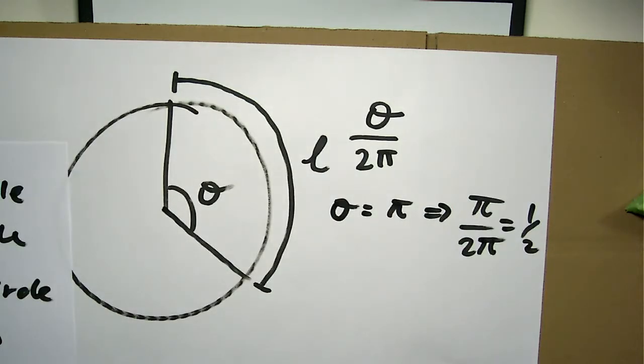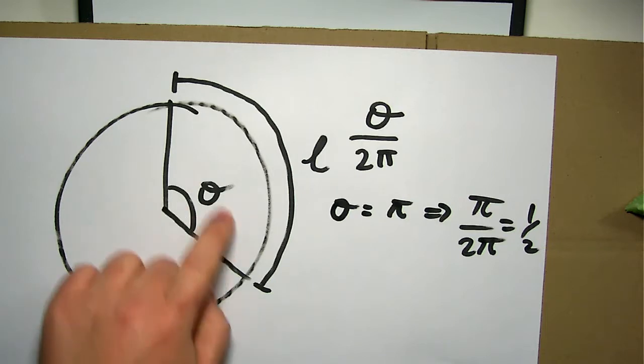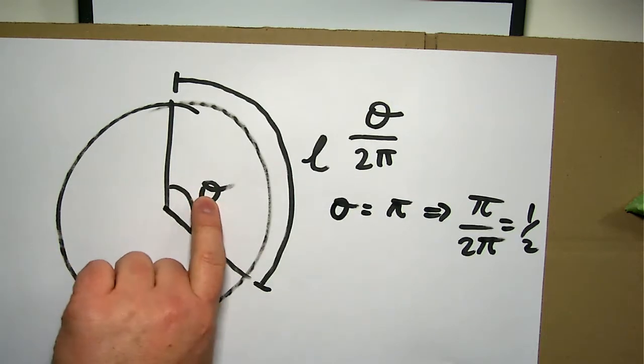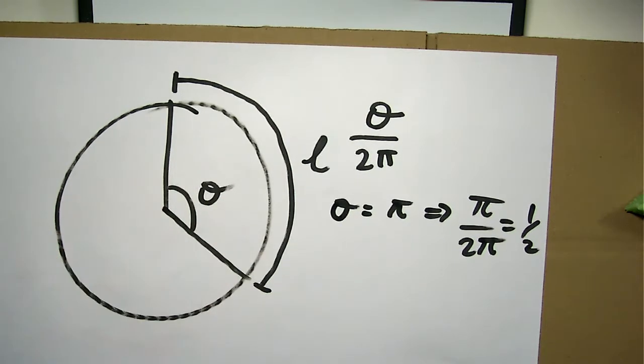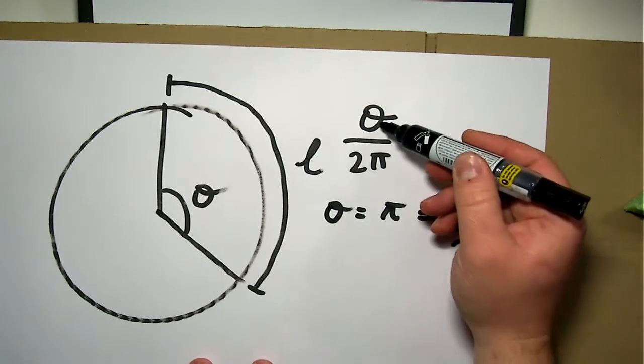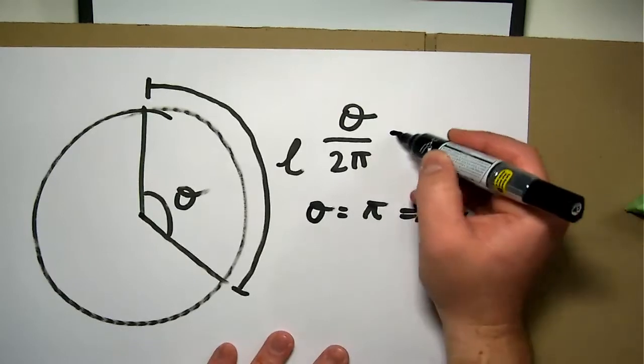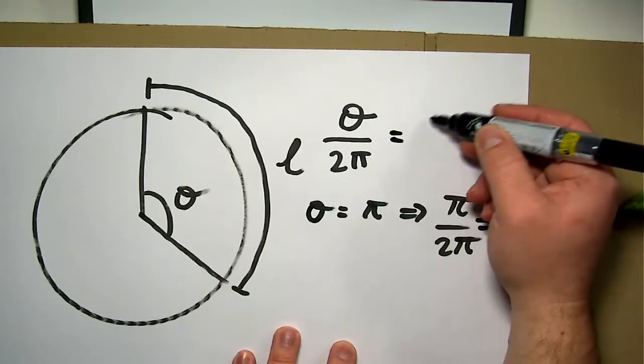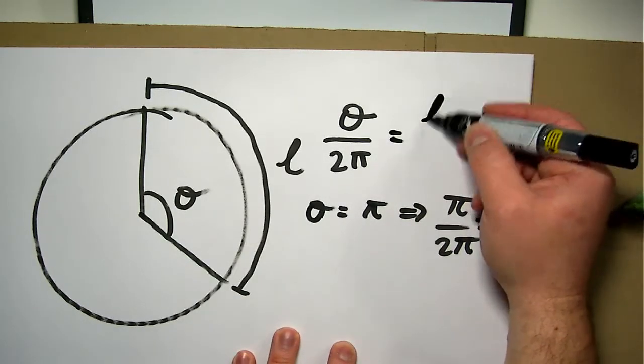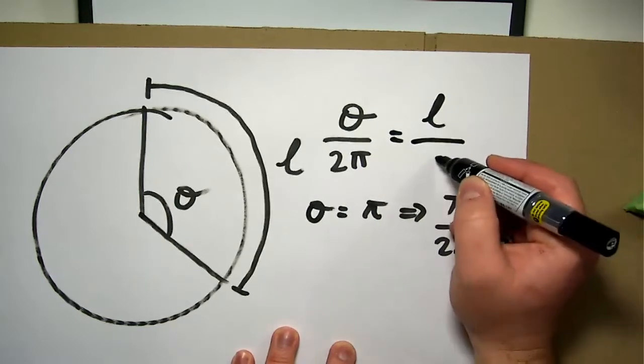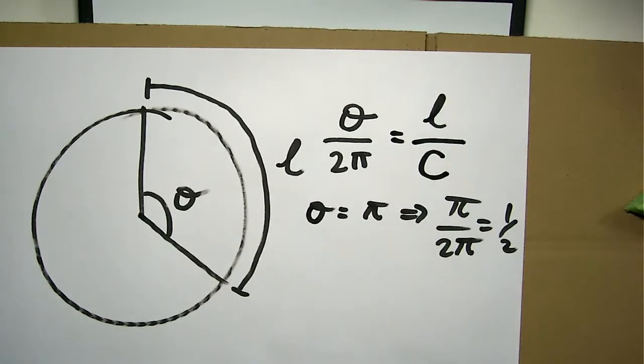The length of the arc that we have here, as a fraction of the total circumference of the circle, is the same as the fraction that theta is of the total angle at the center of the circle. So in other words, this fraction, theta divided by 2 pi, is going to be equal to the fraction that is given by the length relative to the total circumference.